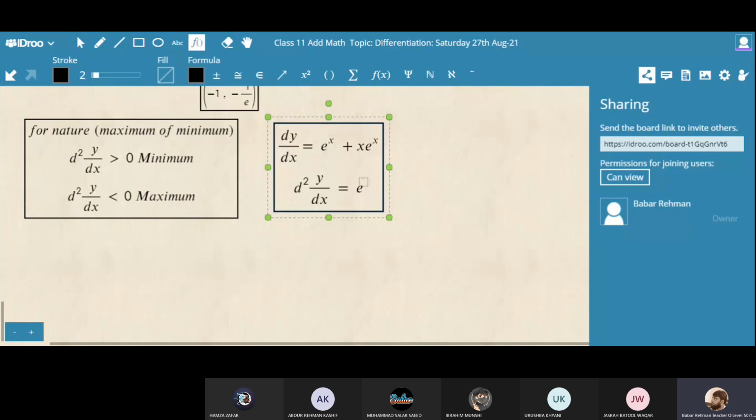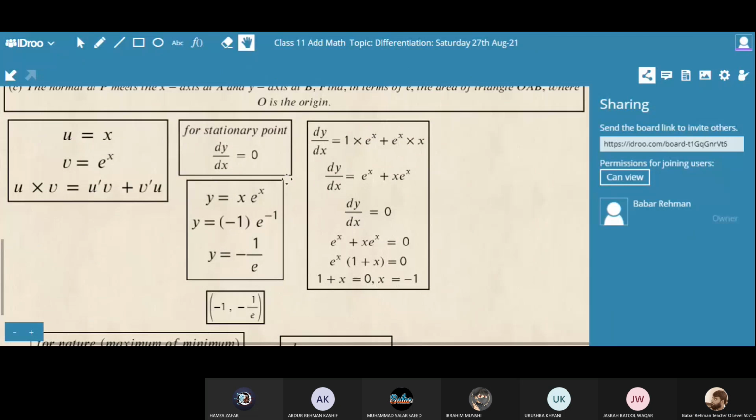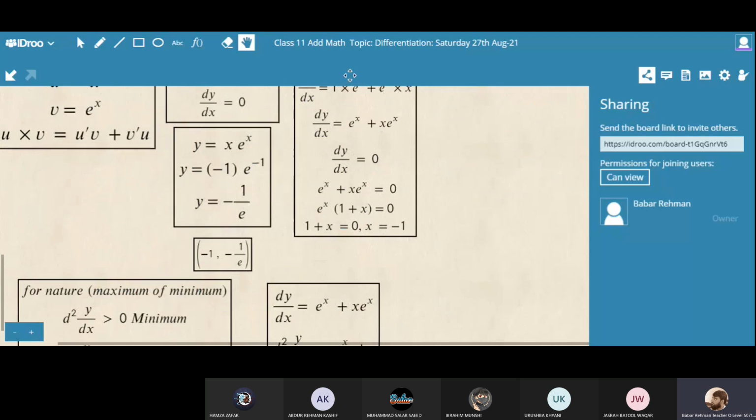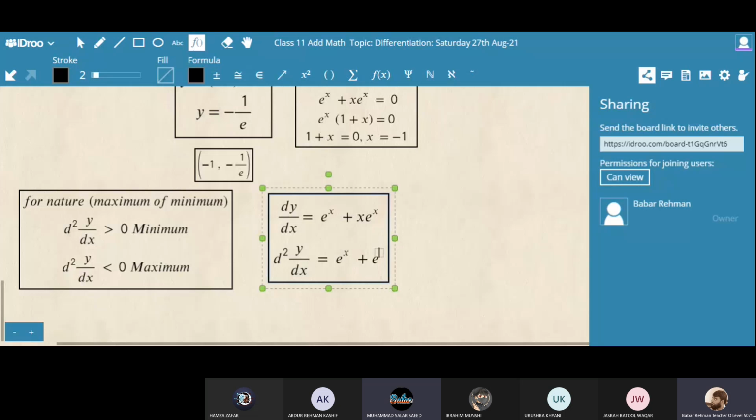No, the derivative of e power x will remain e power x. Now I have to find the derivative of x e power x. So what is the derivative of this? You have already found it. So e power x derivative is this complete one. Yes, Salar, what were you saying? The derivative is e power x plus x e power x.